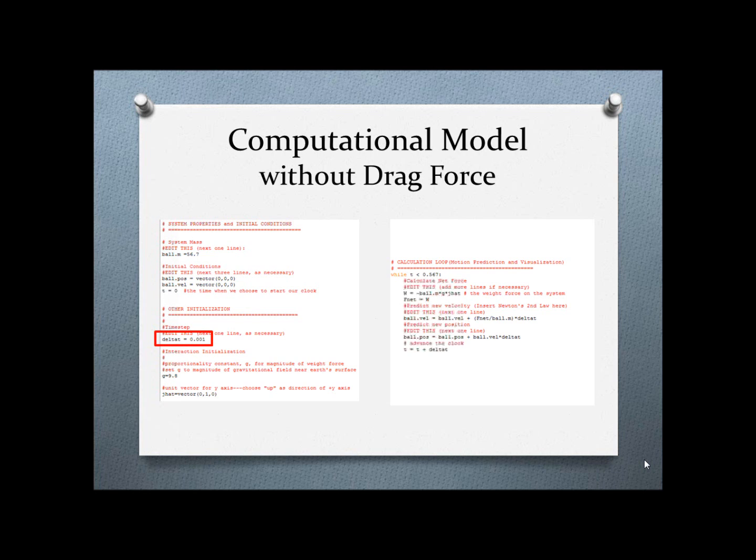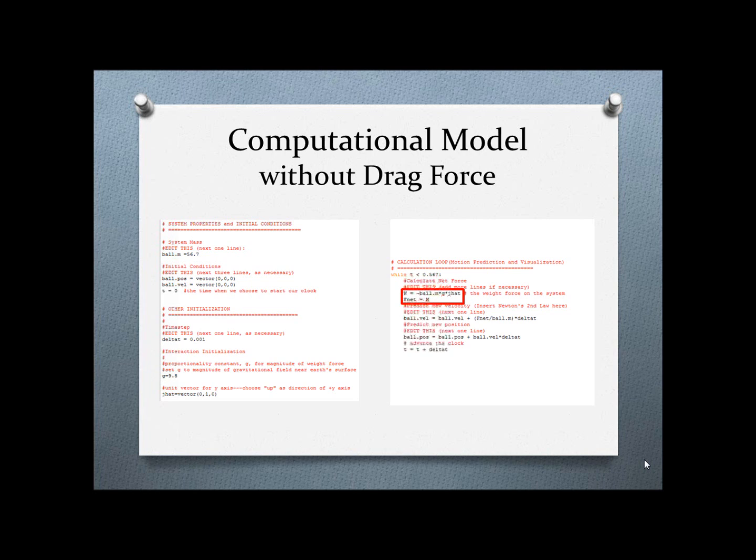I chose a very small value for delta t compared to the length of the video because the model of Newton's second law is more accurate over small increments of time. I used the acceleration due to gravity on the Earth, which is about 9.8 meters per second squared. The total time of the video was 0.567 seconds.